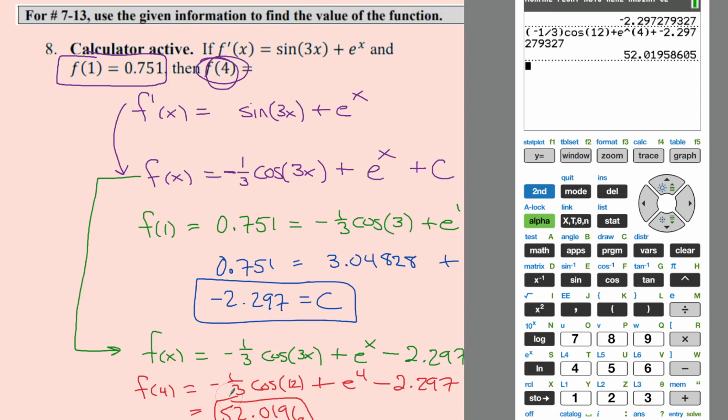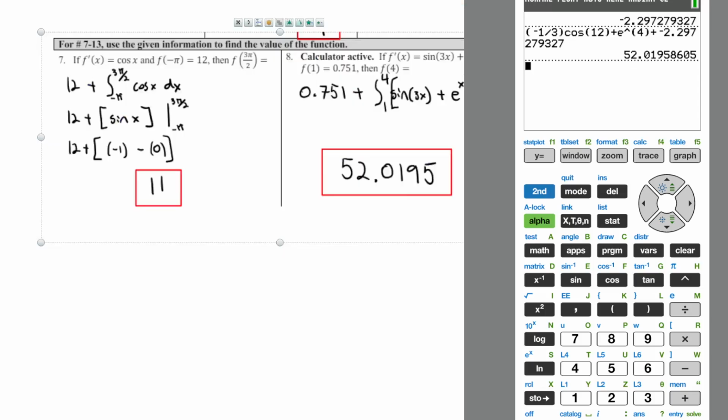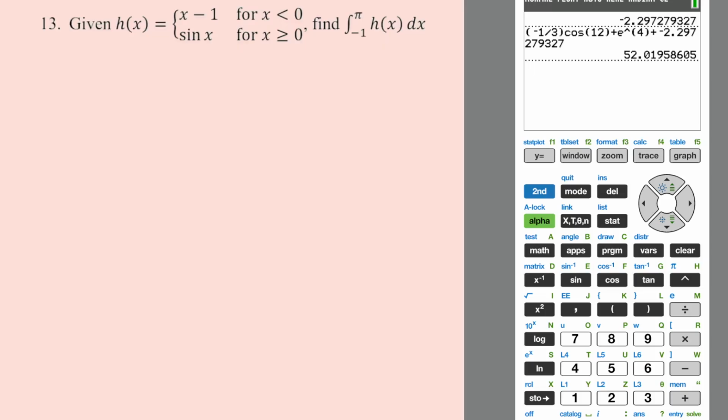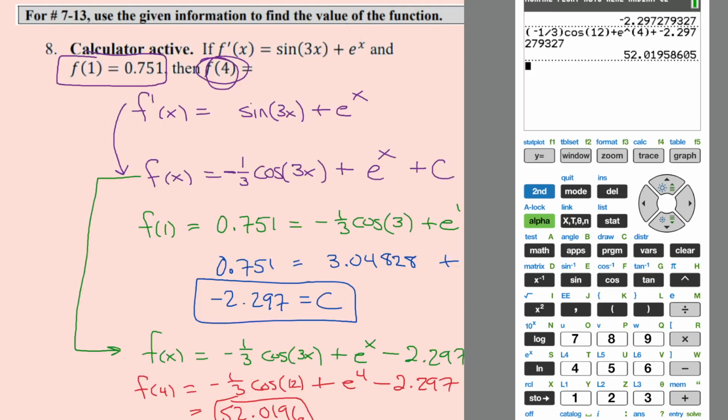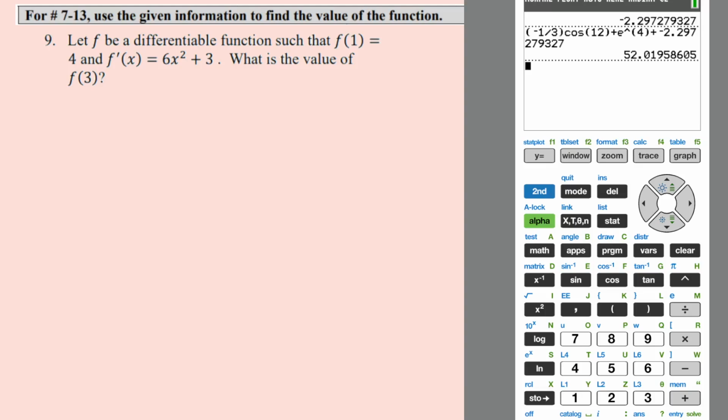I'm not super confident how to check this answer, so I'll just check the other answer key and we can make sure that we agree. Okay, there's the answer, 52.0195. So we know we did it right. Feels pretty good. Let's go back and do more. That was only 8. We still have a lot more. 13, 12, 11, 10, 9. So let's just keep burning through these. I'd like to be done. It's getting a little bit late where I am.